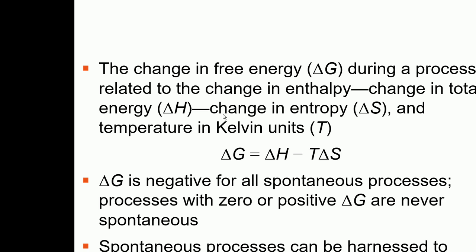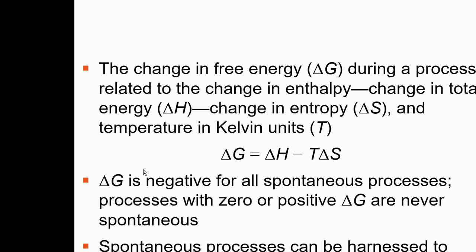So H is the enthalpy, also called the total energy. T is the temperature, and S is the entropy. So delta S is the change in entropy. Delta H is the change in the total enthalpy or total energy. If you know these values and plug them in here, you can calculate delta G. If the delta G value is negative, then the reaction is going to be spontaneous. If the delta G value is positive, the reaction is going to be non-spontaneous.